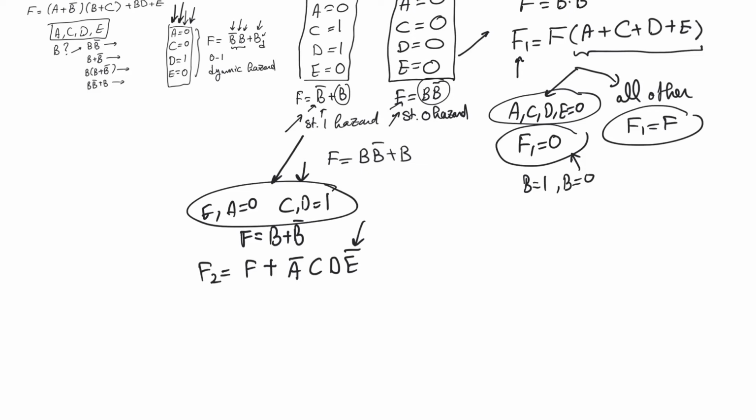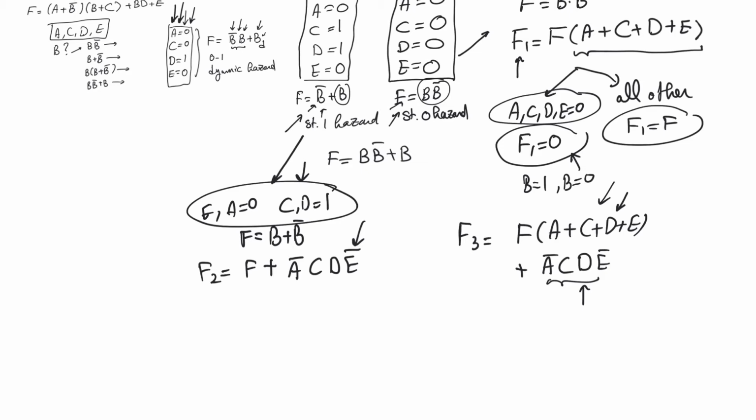Now, to solve both static hazards, we have to have f3, which is equal to f, multiplied by the bracket a plus c plus d plus e, and then with the additional product term a bar, c, d, e bar added. It doesn't matter if you add this term first or you multiply by this bracket first. It solves the problem in both cases. Now, it's important to understand that when you use these additional terms, they're going to mask the static hazard, but they are not going to erase the dynamic hazard.